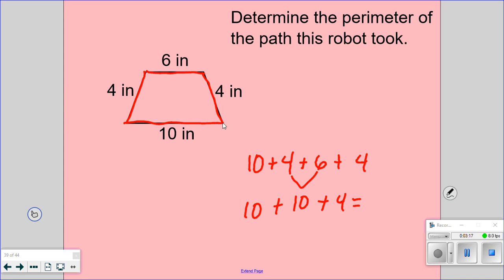24. What is our unit? 24 what? Square inches? Not square. What are you using squares for? Just inches. 24 inches. So the perimeter of that shape is 24 inches.